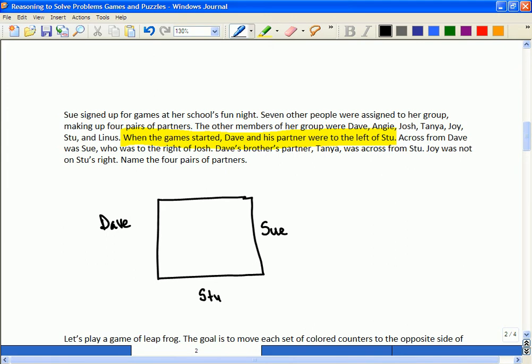So where's Josh? Josh was here then, right? That's Sue. Yeah, Josh should be here because it says Sue was to the right. Okay?